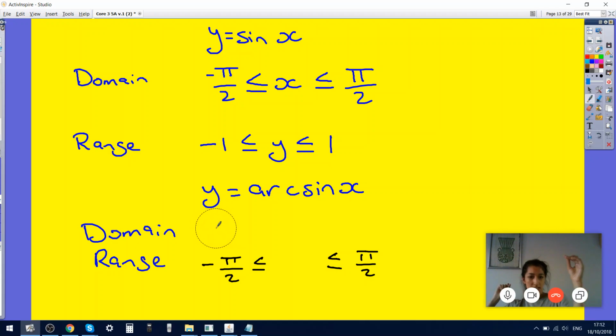x is greater than or equal to minus pi... So x is between minus 1 and 1. And what goes down here? Y? Yeah, so I was just checking that. Yeah, so domain is the x, range is the y, and they just swap for the function and inverse function.